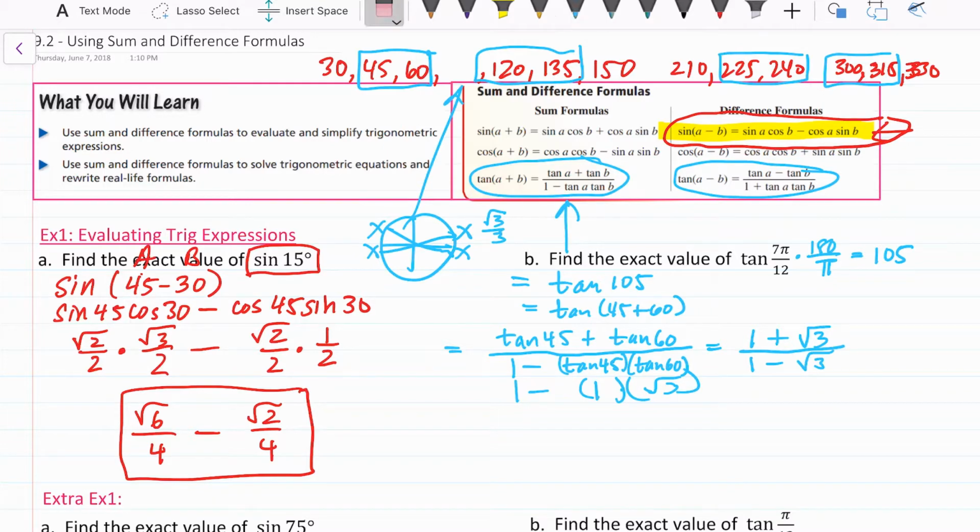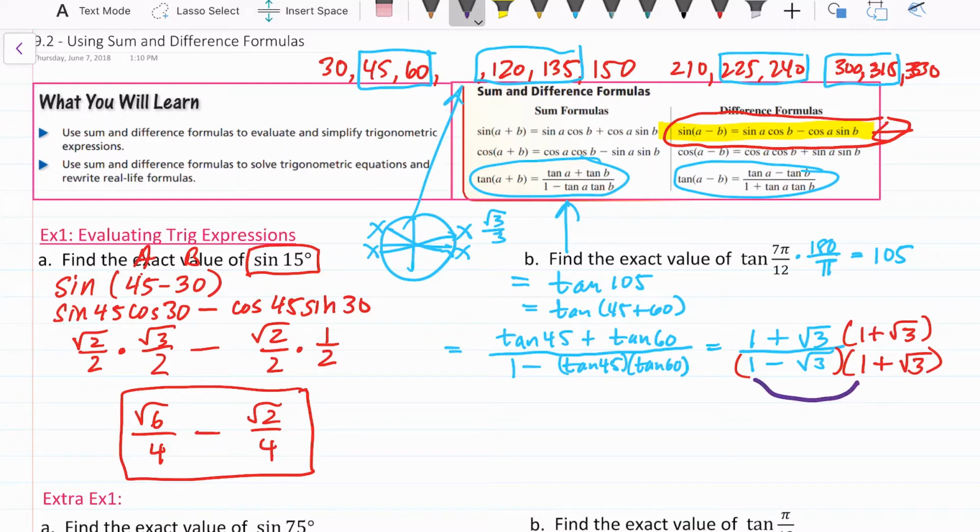All right. Now, when you do tangents, everything will always be the same. We want to get rid of the radical that's in the denominator because you can't have that there. So we're going to multiply by the conjugate of the bottom. The reason we're doing that is to get rid of the radical in the denominator. So in the denominator, you're going to multiply those two together and those two together, 1 minus 3.